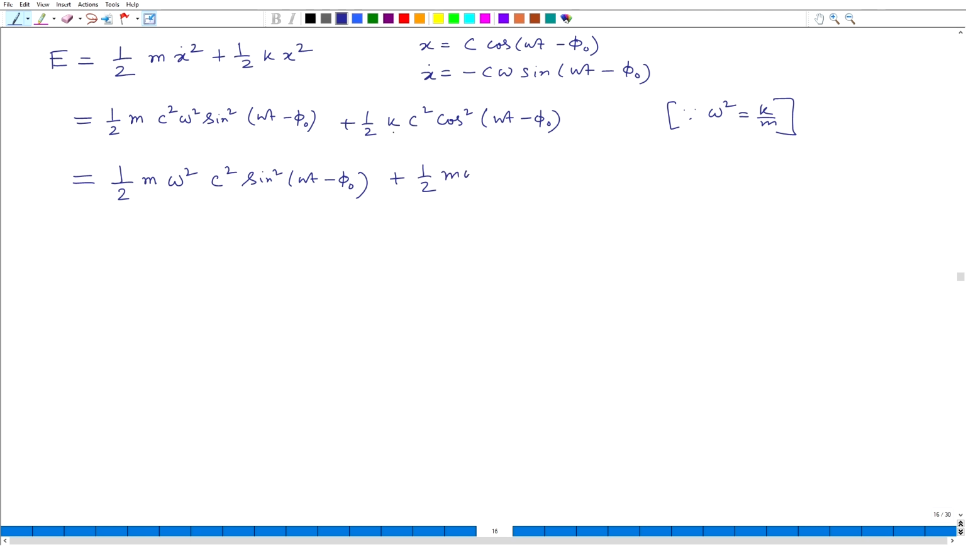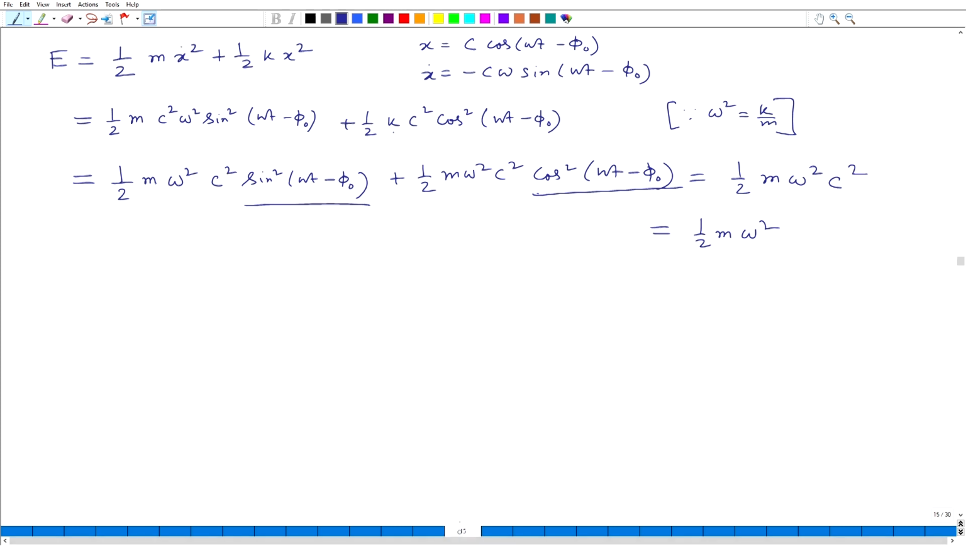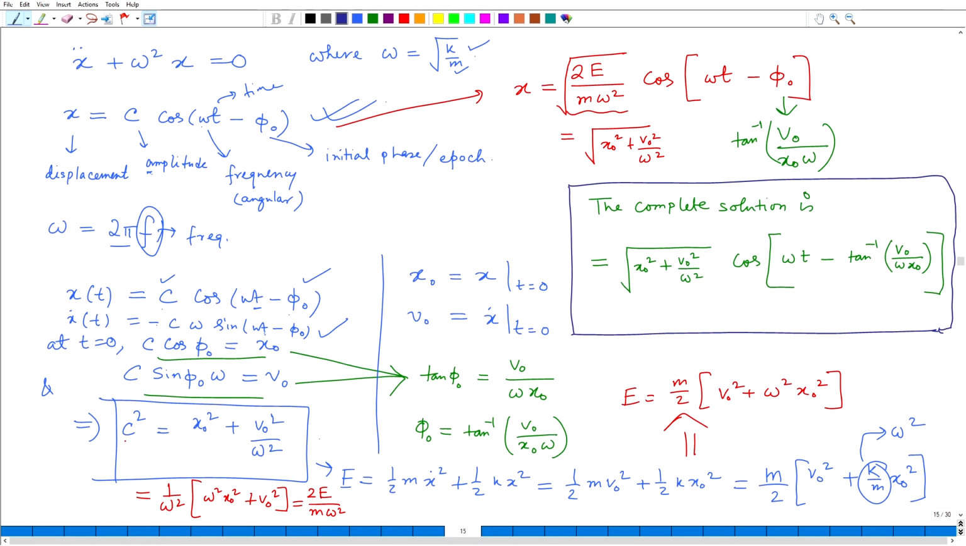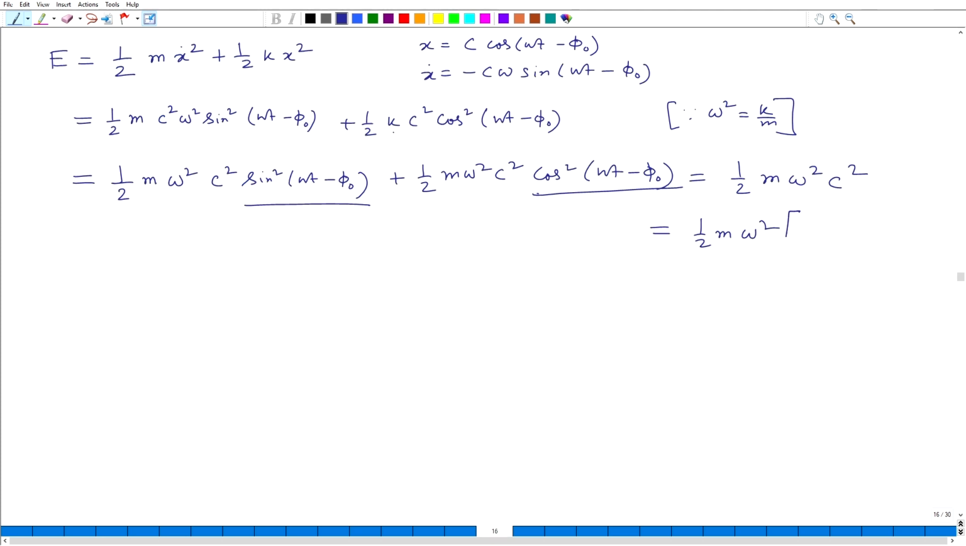So, it will be m omega square c square cos square (omega t minus phi 0), which is exactly equal to, again, sin square this plus cos square this will be 1. So, you will have half m omega square c square, and then you can actually write half m omega square. What was c square? x0 square plus v0 square by omega square.